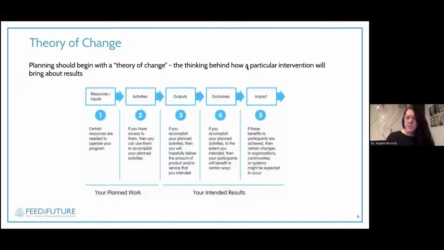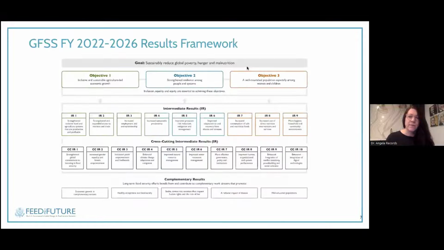And so just to put it in a frame that's relatable, that was a generic view, I just have a slide here of the Global Food Security Strategy's Results Framework. This is just a way of looking at our broad, high-level goal, which is to sustainably reduce poverty, hunger, and malnutrition. And this outlines how we think we can get there.